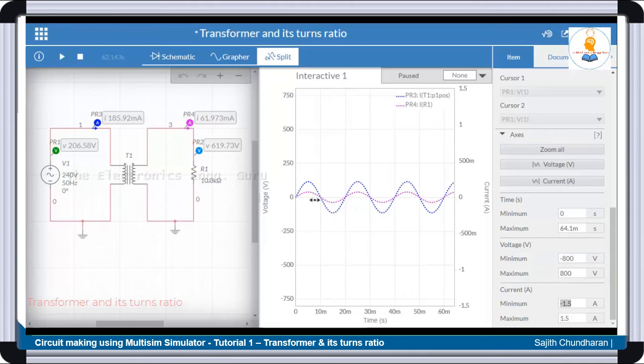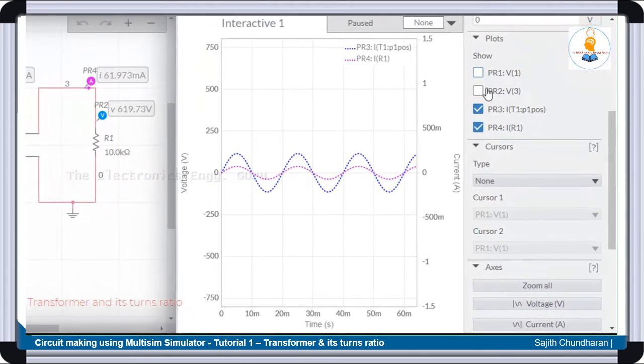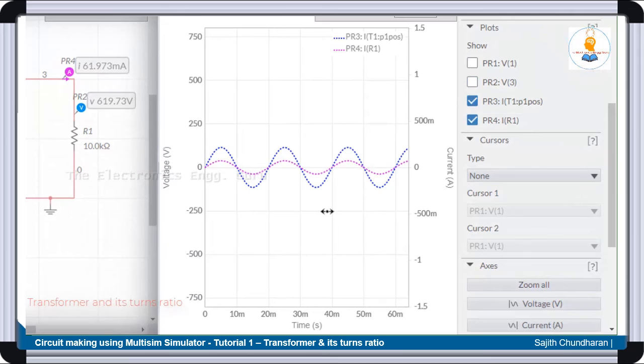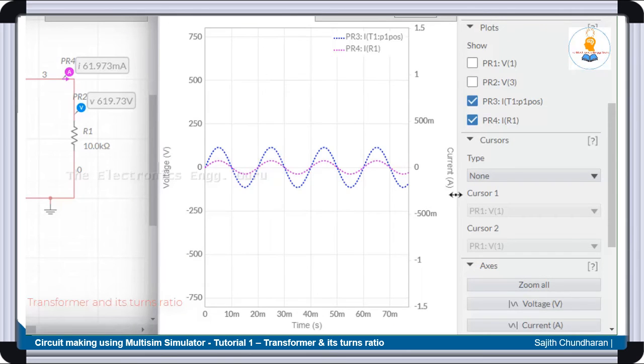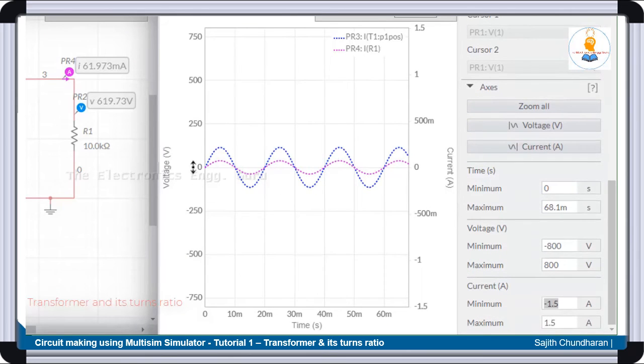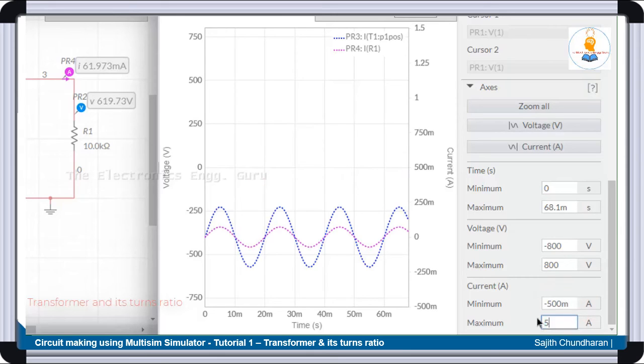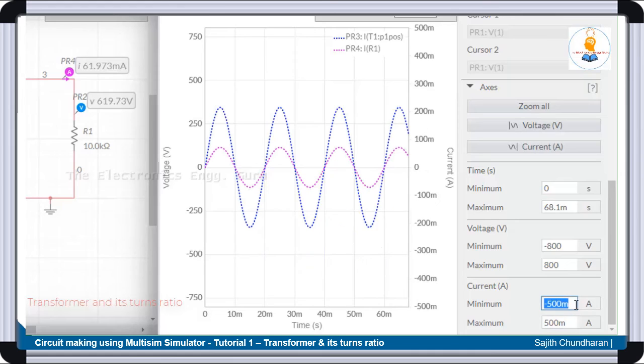To see this current waveform, I have already removed the voltage waveform from the circuit. To see the current waveform better, you can still modify it, because you can see that the current waveform is a little smaller. We can adjust the range here. So let this be minus 500 milliamps to plus 500 milliamps. So I have now adjusted the upper and lower limits. That's why you can see that the waveform is much clearer.